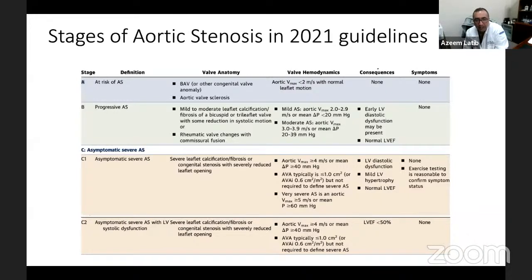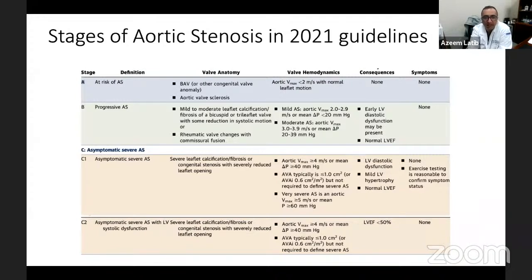Now, I say they may have no symptoms, but we do know that if this moderate AS is associated with other valve disease, coronary disease, or even depressed ejection fraction, then that may change and there may be some symptoms. Then they go into stage C, patients with asymptomatic severe AS, and they divide it into C1 and C2. C1 is sort of the more typical patient we would call asymptomatic.